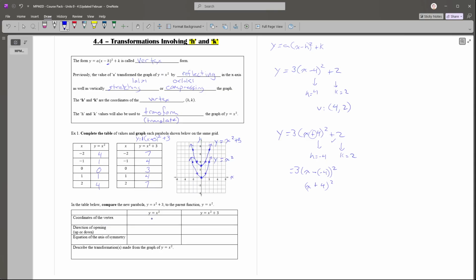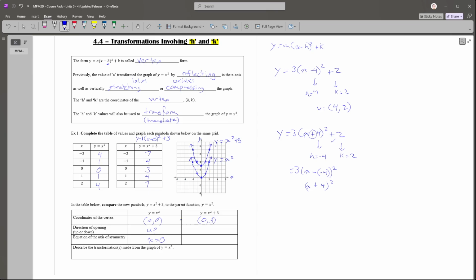So in our original parent relation, the coordinates of our vertex were still 0, 0. We're all experts at this now. The direction, well, it's opening up. Okay. The equation of the axis of symmetry. Well, the equation of the axis of symmetry is always x is equal to the x component of our vertex. X is equal to 0. Why is it the x component of our vertex? Remember, our vertex is h, k. And the equation of the axis of symmetry is x is equal to h. Excellent. Okay, now let's fill out the column on the right. So where's our vertex now? Oh, it is no longer at 0, 0. Our vertex now, we can look at it right here, is at 0, 3.